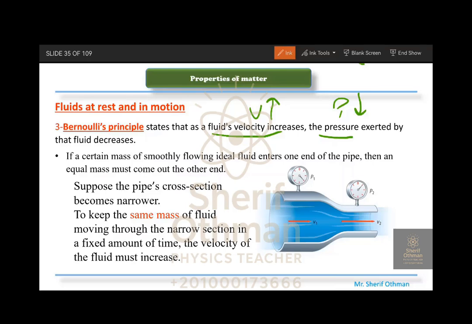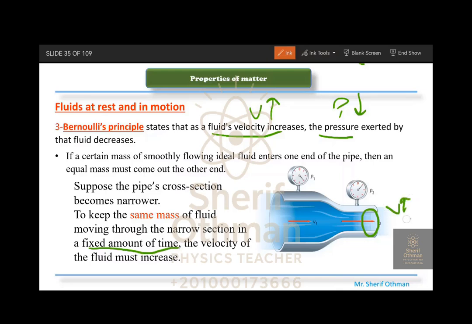If a certain mass of a smoothly flowing ideal fluid enters one end of the pipe, then an equal mass must come out. I'm talking about the mass. To make the same mass come out at the same time, the velocity must increase. Suppose the pipe's cross-section becomes narrower. To keep the same mass of fluid moving through the narrow section in a fixed amount of time, the velocity must increase.